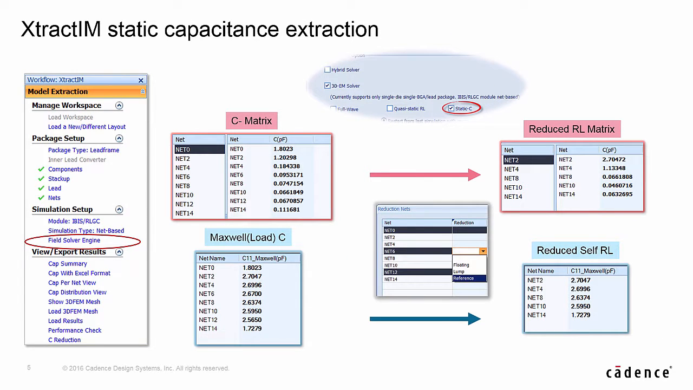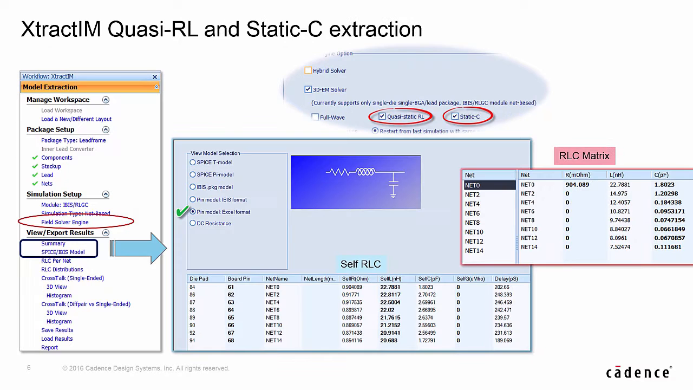Similarly, in static capacitance extraction, there are 2 capacitance results. One is for full capacitance matrix for the selected nets. The other is a self-capacitance table. Those capacitance matrices can also be reduced by assigning some nets as floating, lump, or reference. Different reduced matrix results can also be displayed together to do what-if analysis.